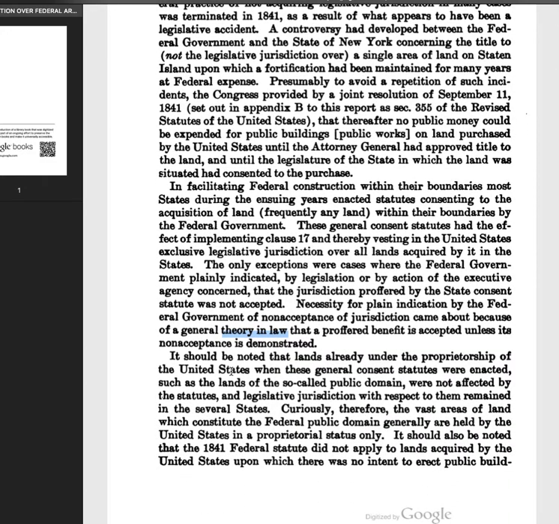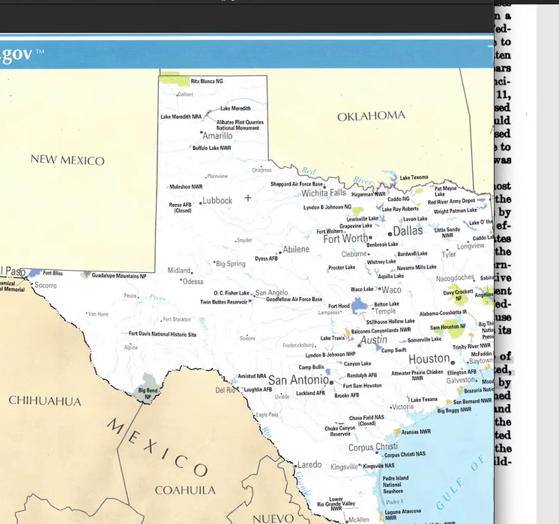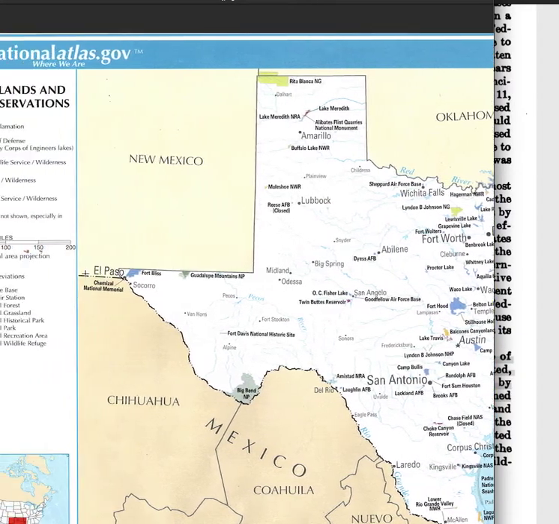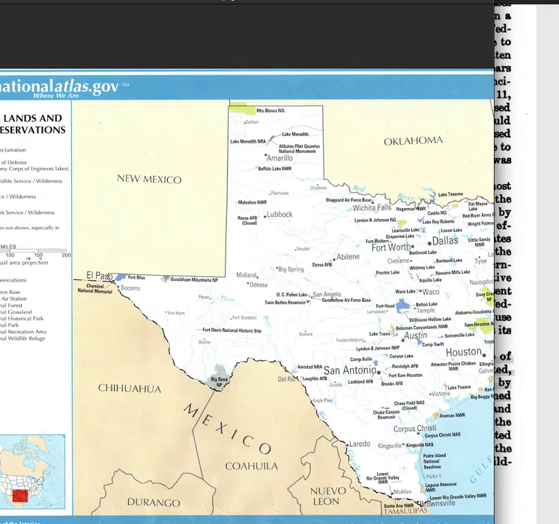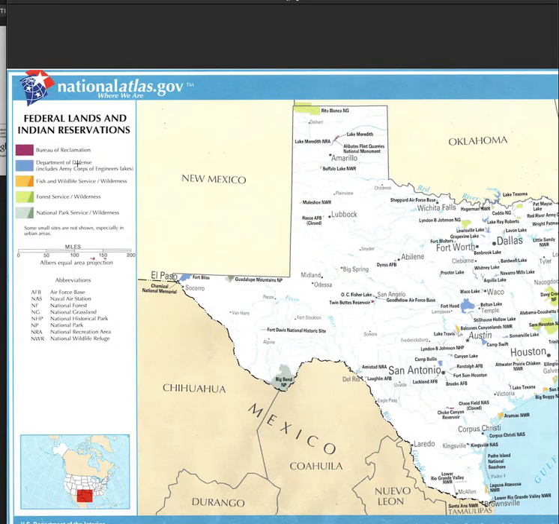It should be noted that lands already under the proprietorship of the United States when these general consent statutes were enacted, such as the lands of the so-called public domain, were not affected by these statutes, and legislative jurisdiction with respect to them remained in the several states. Okay, so I want to point out public domain. When we talk about federal public, we're talking about the federal lands. The federal lands are in the public domain. Bureau of Reclamation, Department of Defense, Fish and Wildlife, Forest Service, National Park Service.